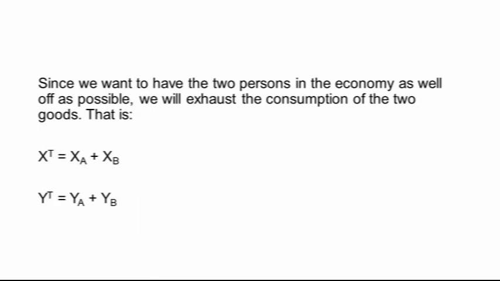The key idea that links person A and person B is that whatever person A does not have of good X, person B must have, and whatever person B does not have of good Y, person A must have. So the quantity of good X that person A has, XA, plus the quantity of good X that person B has, XB, has to equal the total amount of good X in the economy, XT. Similarly, for good Y, the amount that person A has, YA, plus the amount that person B has, YB, has to equal the total amount of Y in the economy, YT.